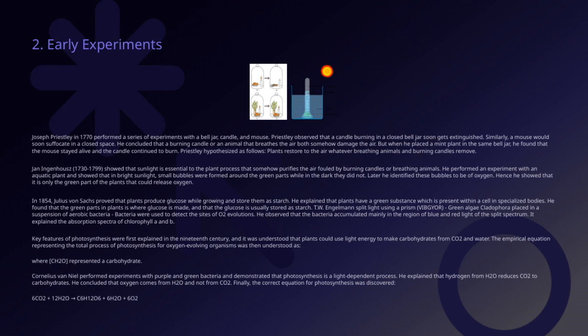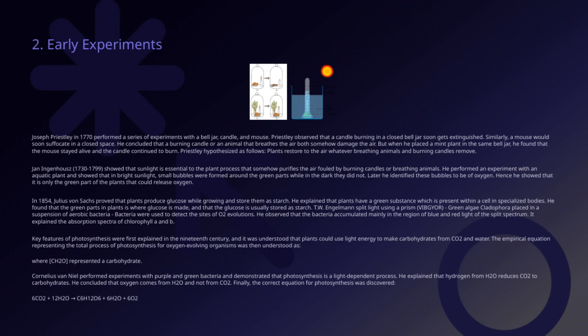Jan Ingenhousz, another key figure, showed that sunlight is essential for plants to purify the air. He conducted experiments with aquatic plants, and in bright sunlight, small bubbles, oxygen, formed around the green parts. In darkness, they didn't. So he proved that only the green parts of plants are responsible for releasing oxygen.